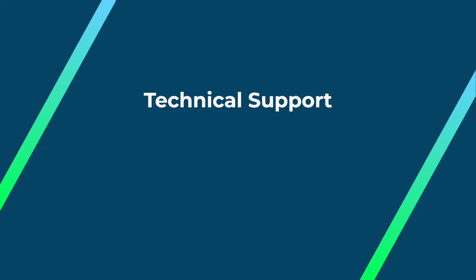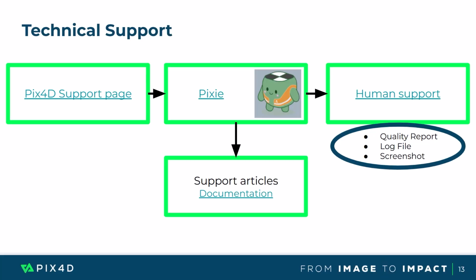Oftentimes, we receive support inquiries with a text-only description. It can be challenging to pinpoint the exact issue in the first response. I will show you what information to include in your support inquiries that can help our team to troubleshoot efficiently. Here's the workflow for reaching out to the technical support team efficiently.